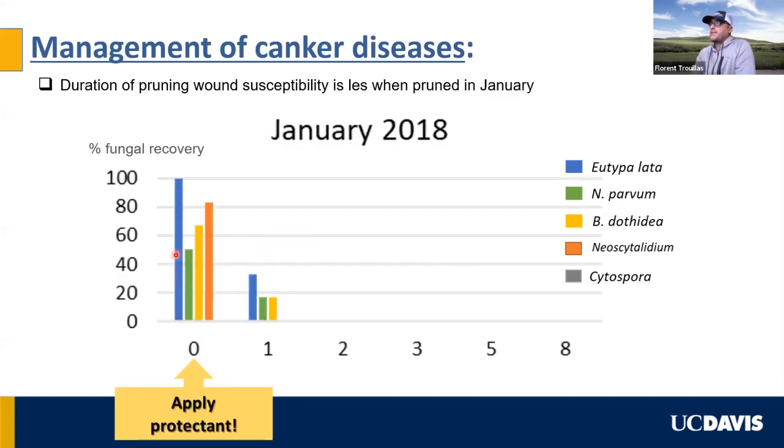We looked at the various months of pruning, and we noticed that with January pruning, meaning a late pruning in the season, the period of susceptibility of the pruning wound was reduced down to 1 week. So late pruning is probably the best approach to limit the risk of infection by these canker pathogens. Basically, late pruning combined with a one-time application of a pruning wound protectant immediately after pruning should guarantee great protection and a great preventive approach against these canker pathogens.